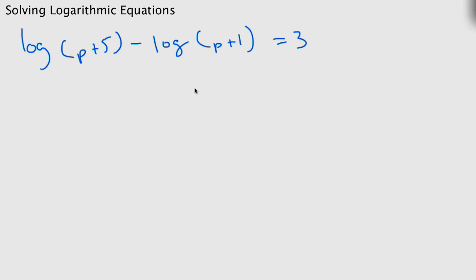problem, a real life problem that deals with exponential modeling, and we'll use the techniques and laws we know to solve that application problem. So let's get into this first. It's a bit of a tough one. We got log(p + 5) minus log(p + 1) is equal to 3.